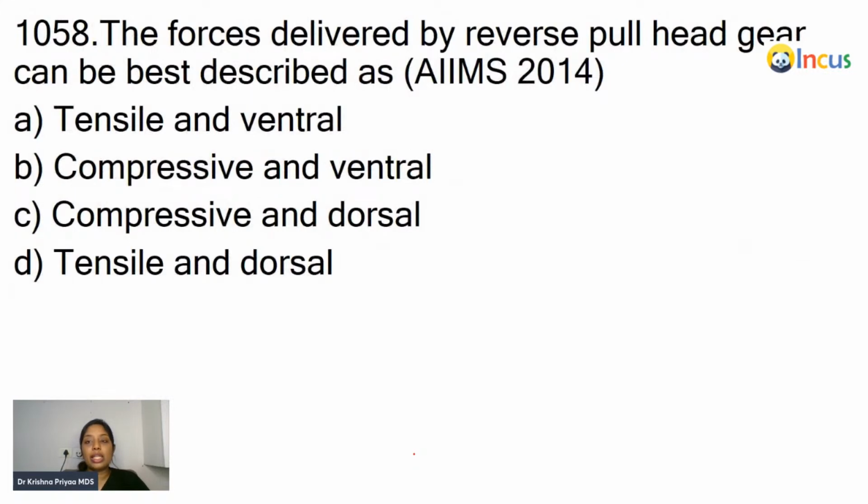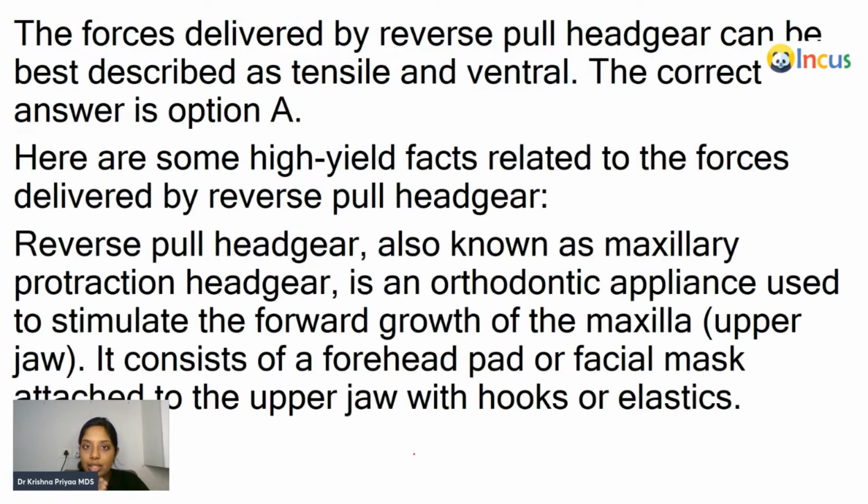The force delivered by the reverse pull headgear can be best described as. So, what is reverse pull headgear? It is face mask. So, it is present in the front of the face. And what does it do? It is actually pulling. So, what do you mean by pulling? So, it's a tensile force. So, tensile, it is also present in the forward direction. So, it's tensile and ventral. So, if you just split the question into parts, then you easily get your answer. You don't need to worry about it. Just very easy and simple. If you understand the concept, you can answer almost all the questions.